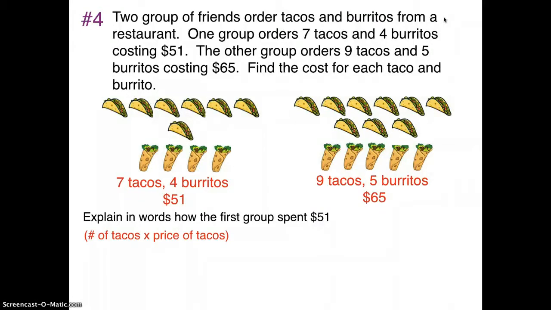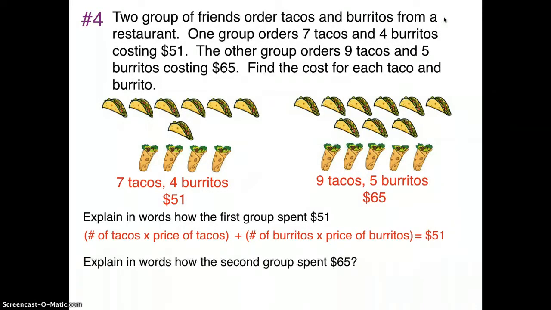But let's notice, they didn't just buy tacos, they also wanted to buy burritos. So we're going to go ahead and do the same thing with burritos. We're going to add the number of burritos times the price of the burritos. So if you think about it, you're taking what it's going to cost for all the tacos, what it's going to cost for all the burritos, and that's what's going to give you the $51. But now, let's look at the other order. The second group spent $65, so we're going to have to break down how they spent $65.